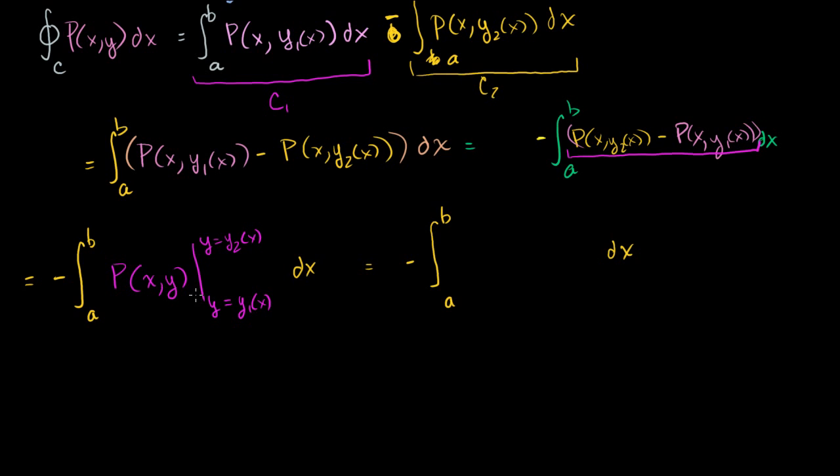This right here, if we assume that capital P has a partial derivative, is the exact same thing as the partial derivative of P with respect to y dy, the antiderivative of that from y1 of x to y2 of x.